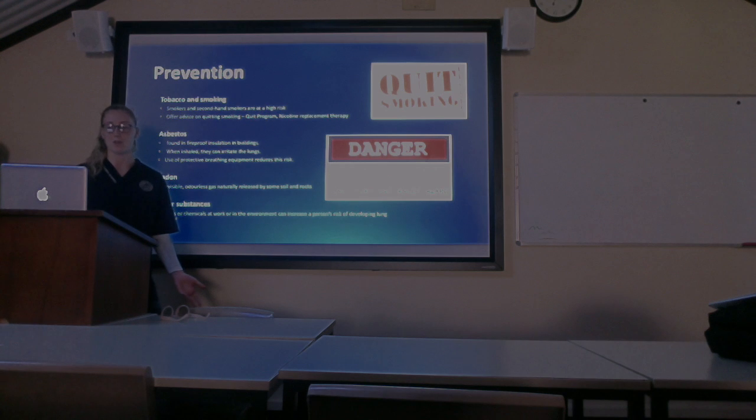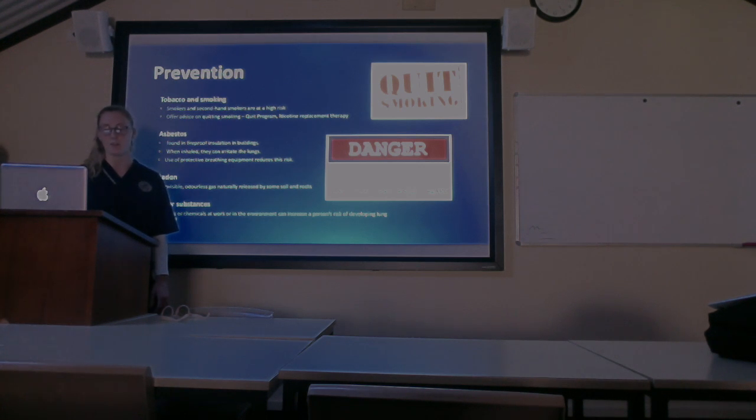Prevention, tobacco and smoking. Smokers and second-hand smokers are at a high risk. We offer advice on quitting smoking, such as the QUIT program and nicotine replacement therapy. Second, asbestosis, found in fireproof insulation in buildings. When inhaled, they can irritate the lungs. It is good to use protective breathing equipment.